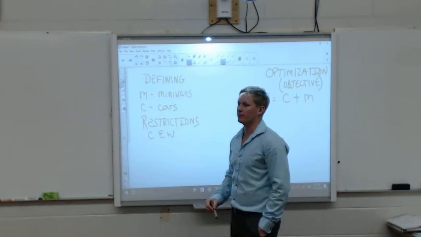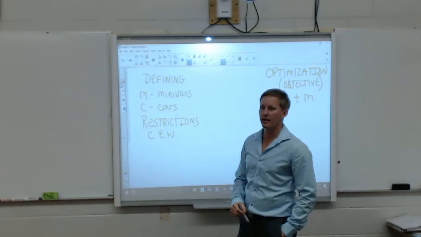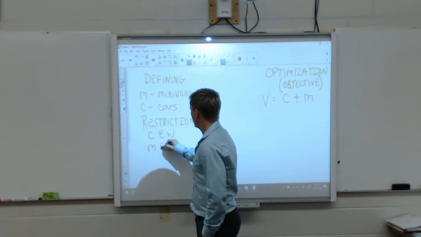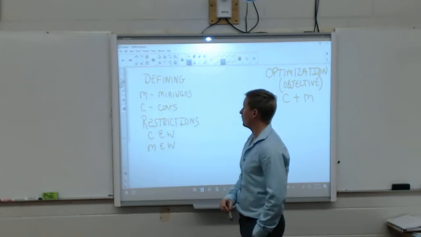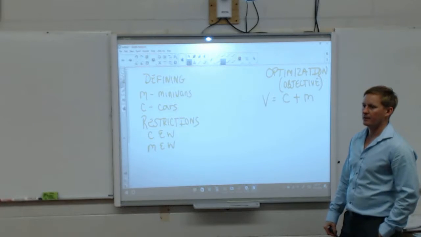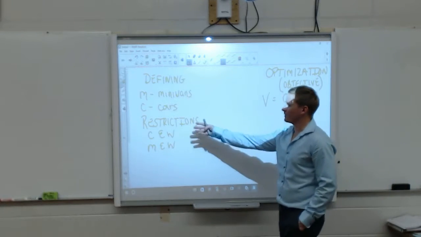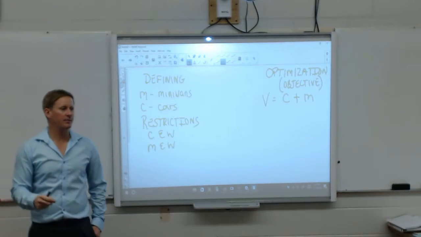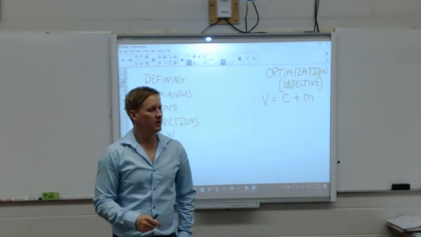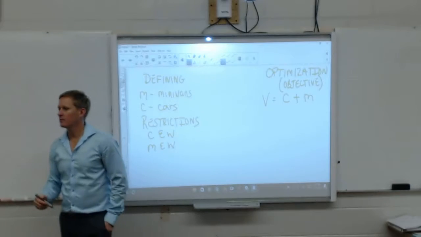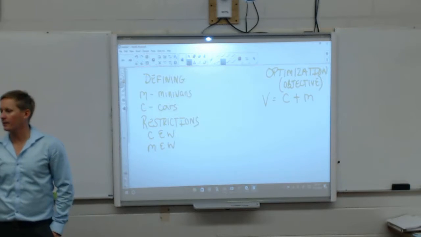Cars will have to be an element of the whole numbers. Can't have negative cars, can't have parts of cars. And the minivans will be an element of the whole numbers. Okay? So when I graph it, what would my graph look like? Where would it be located? Which quadrant is that? Top right, which is quadrant 1.